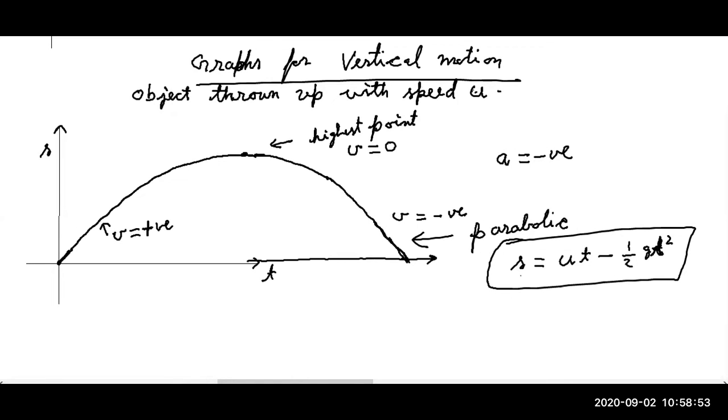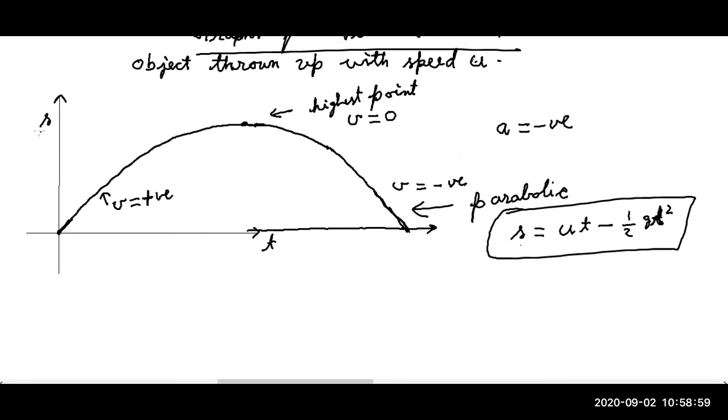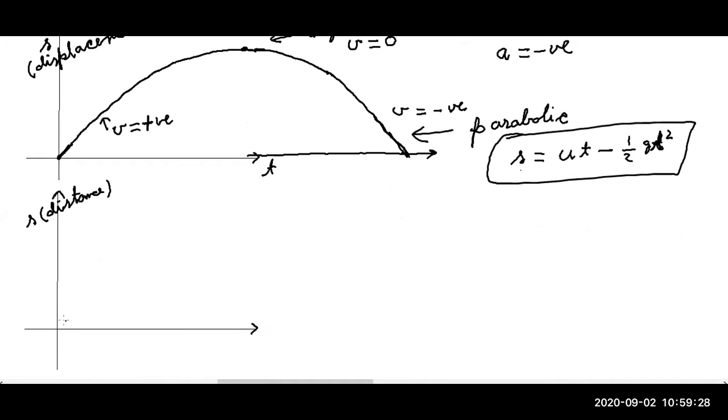One more graph I will show about gravity. Here S was displacement. If instead of displacement you consider distance for the same motion, how is it going to change? Suppose S is now distance. Then initially the graph will be similar up to the highest point, but after this point the distance is still increasing. So the graph will go like this.